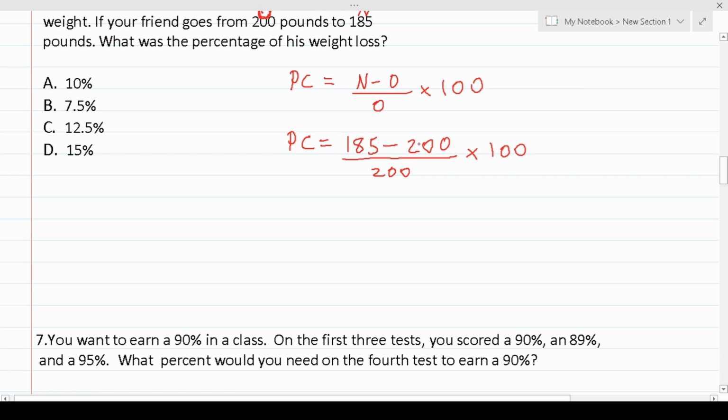Now, if you wanted to make this math a little bit easier, and I would recommend doing this, you should realize that you can get rid of this 100 and 200, given that 100 divided by 100 is 1, and 100 divided by 200 is 2. So this will become 1, and this will become 2. Anything times 1 is itself. So if we simplify this first, this becomes 185 minus 200 all over 2. This makes the math a little bit easier. We should be able to do this math mentally.